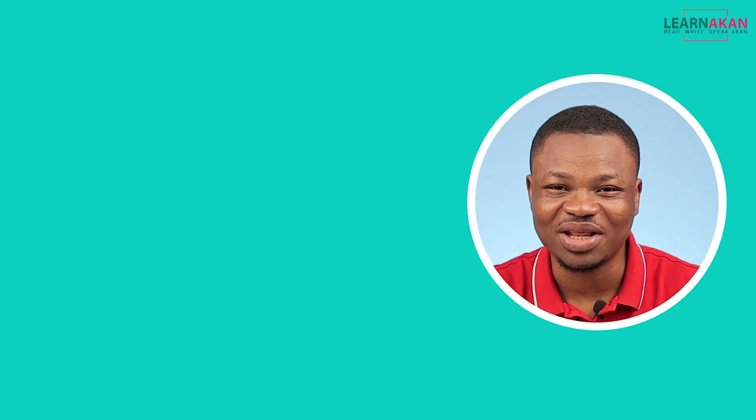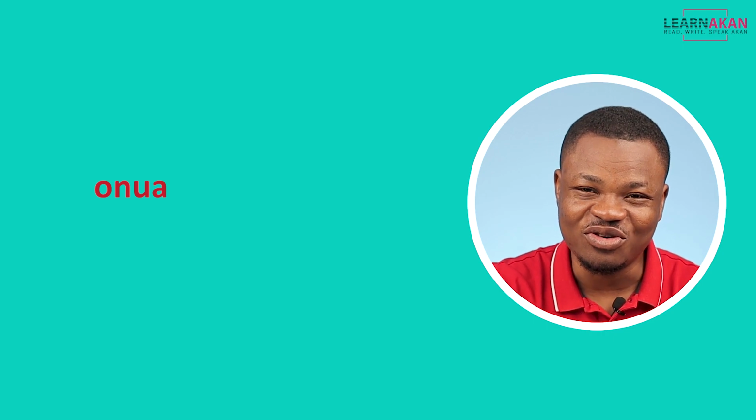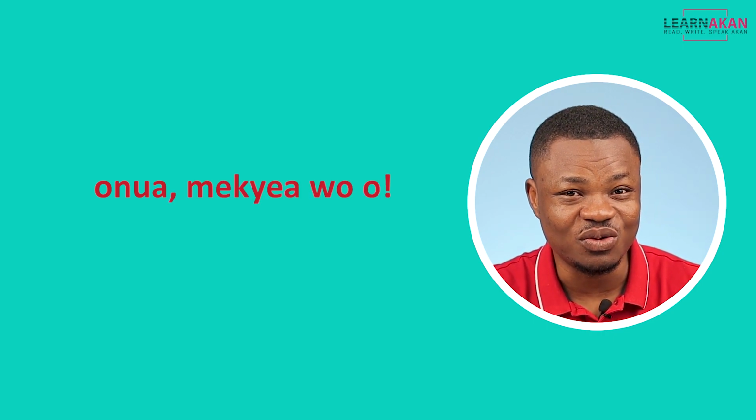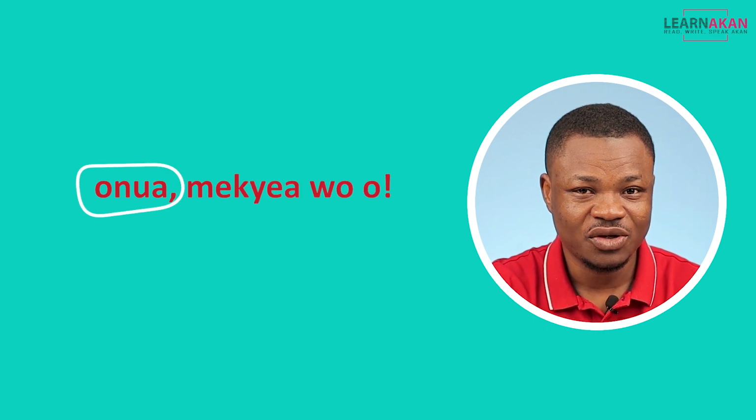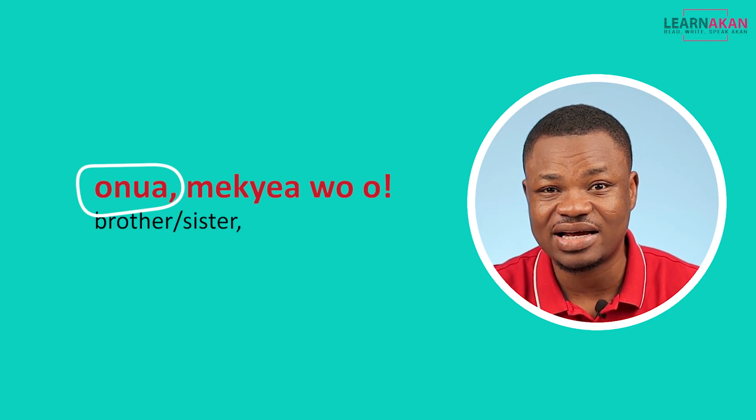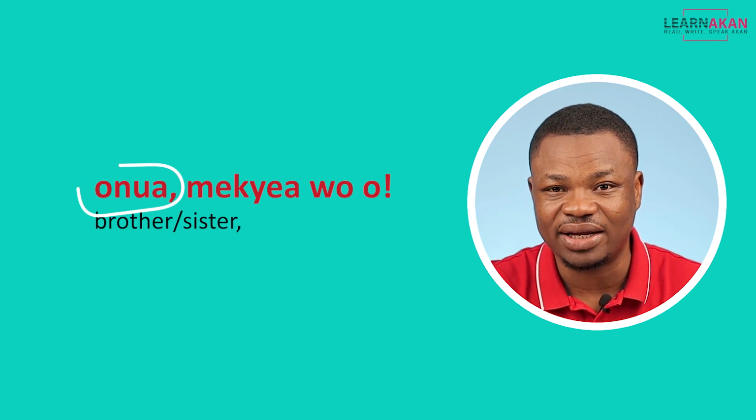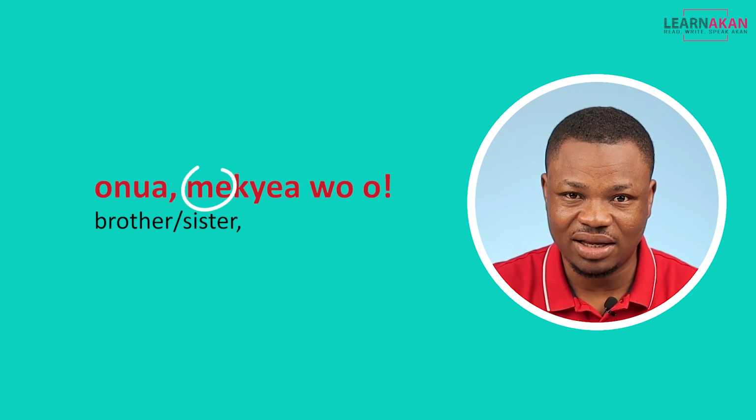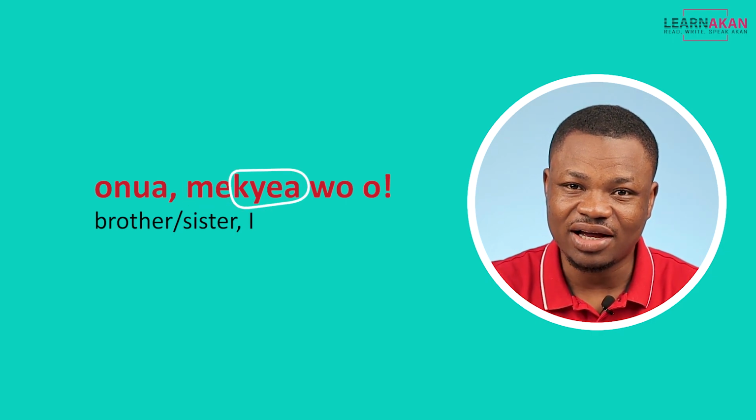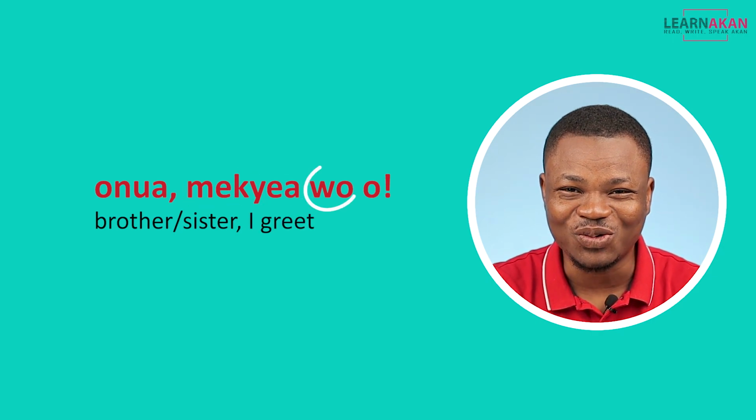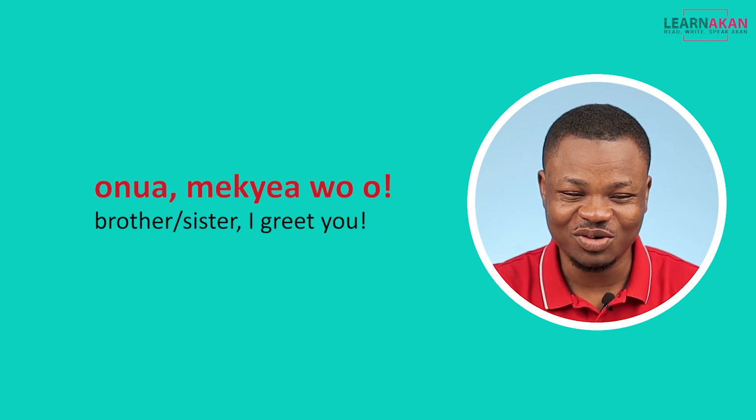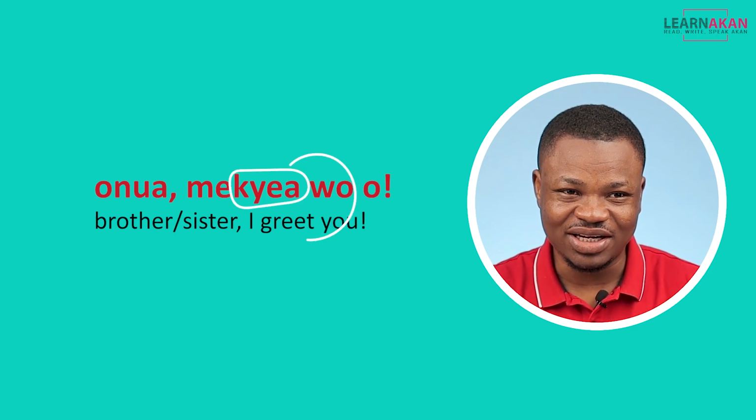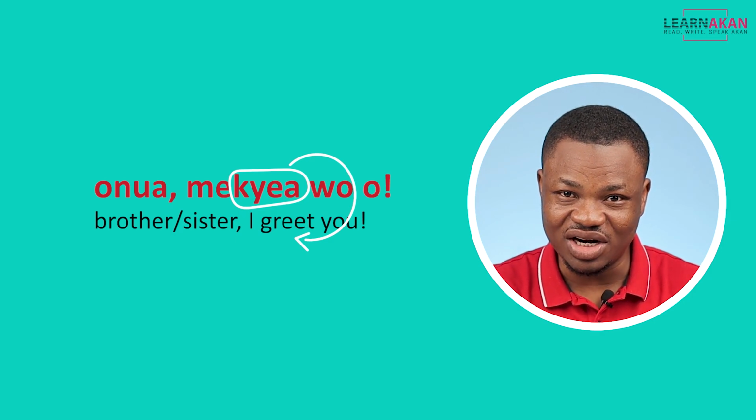Onua, mekyea. So I just greeted you with that. I said, Onua, mekyea. Okay, so we have Onua, which is brother, sister, more generally sibling. All right, and then we have mekyea, to greet, and then you. All right, so the kyea in the middle is our verb to greet.